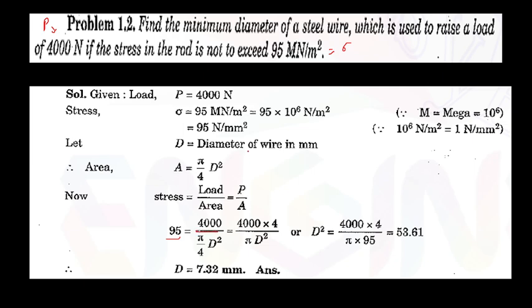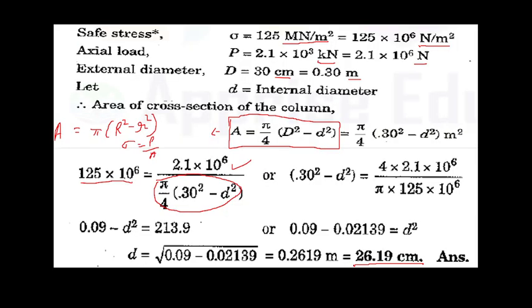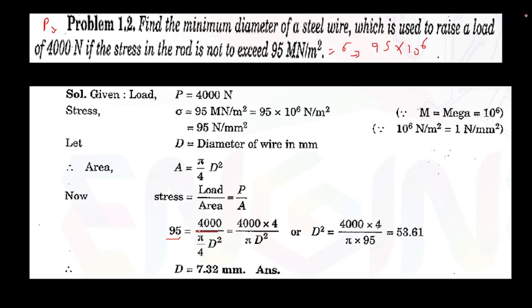Putting the value of stress as 95, putting the value of load as 4000. You have to write 4000 Newton, and convert mega Newton into Newton by writing 95 multiplied by 10 to the power 6. See here, we did this earlier, mega Newton to Newton. So 95 into 10 to the power 6 equals 4000 divided by pi by 4 d square. So all the values are in Newton per meter square.